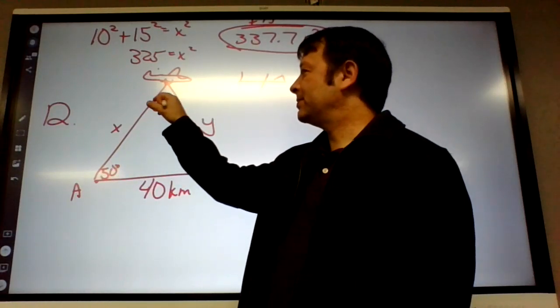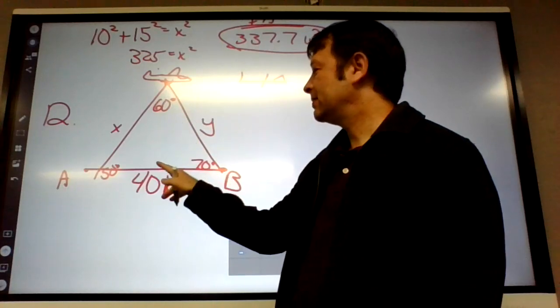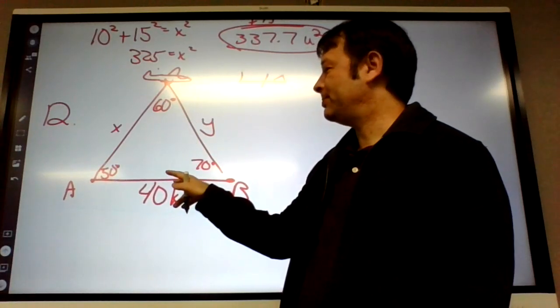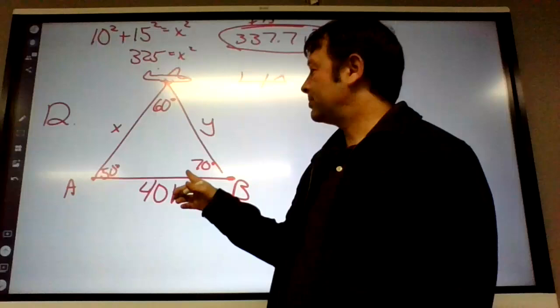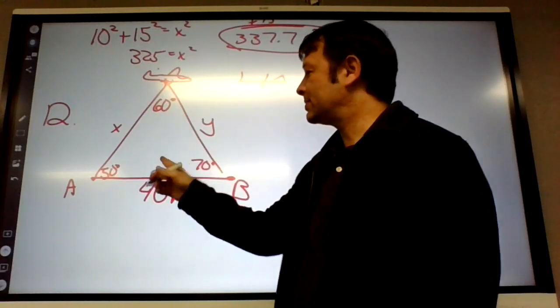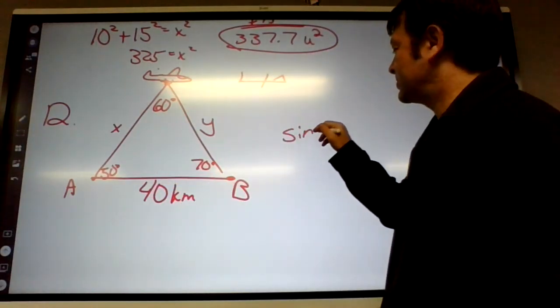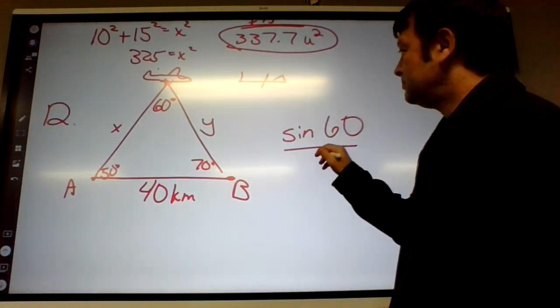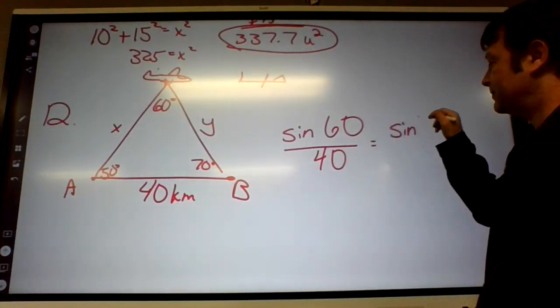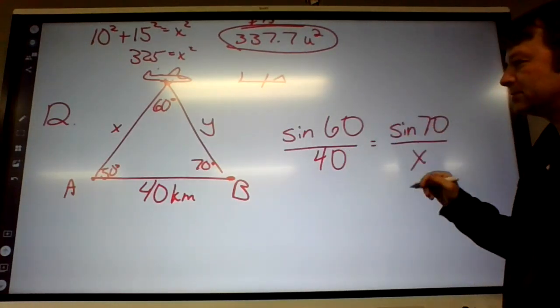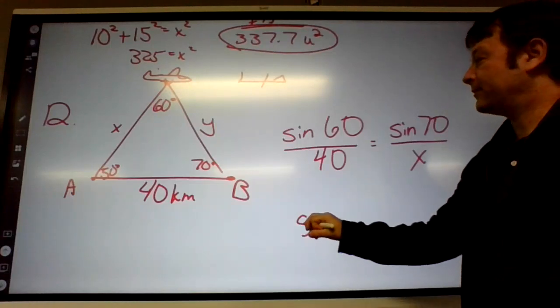How did you know this angle is 60? 180 minus 62. So it's kind of a repeat trick of what we did. So now we can do sine of 60 over 40. See, this one's not bad. Equals sine of 70 over x. And you kind of repeat that for y.